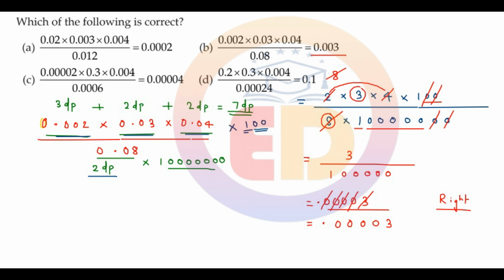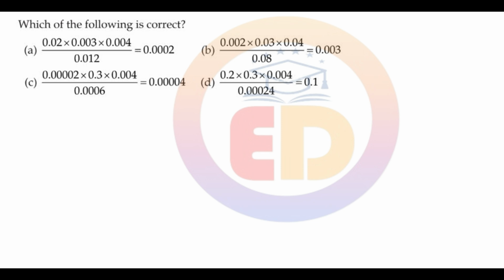0.00003, which can be written as 0.00003. So as I see, the question has given us the option as 0.003, but we are getting, after solving, 0.00003. Again, option number B is incorrect. Now let's analyze the option number 3.